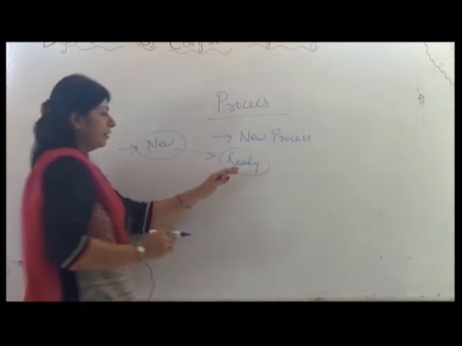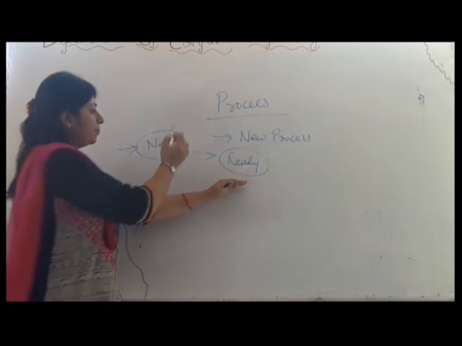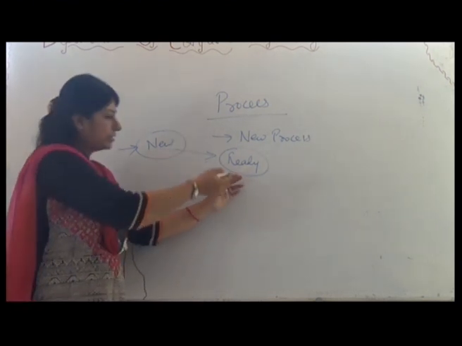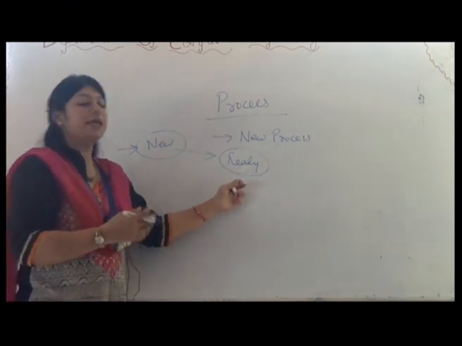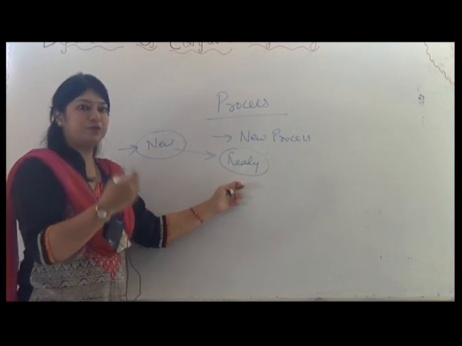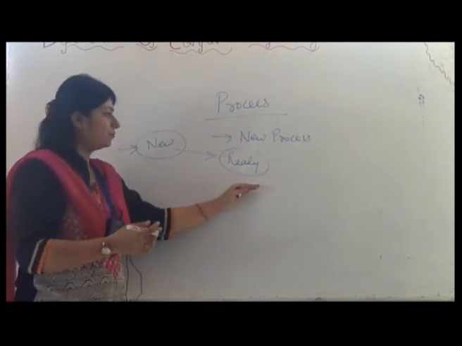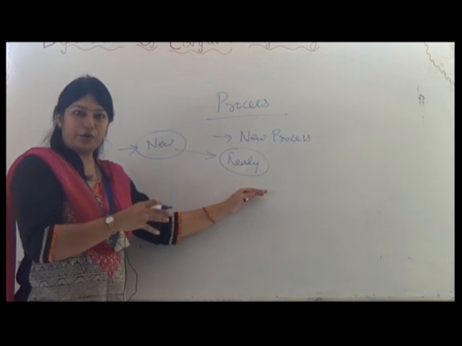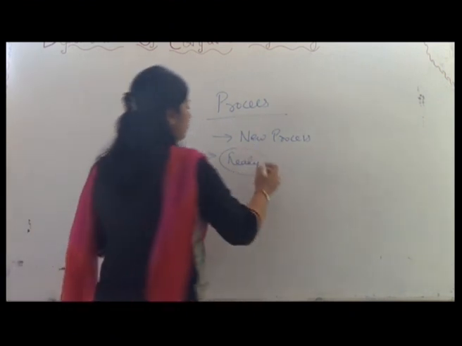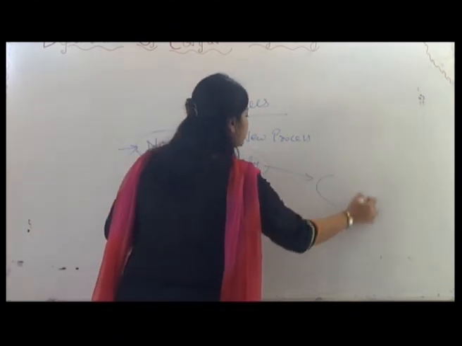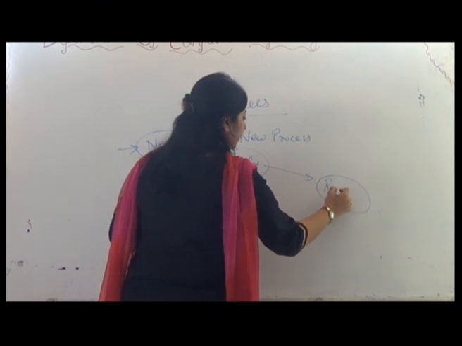What do we mean by ready? Ready means that when a process has been created, it has been shifted to the ready state. Now our process is ready to be executed. It is just waiting for the CPU to be allocated to the process. So, from ready, we move to the state called running.